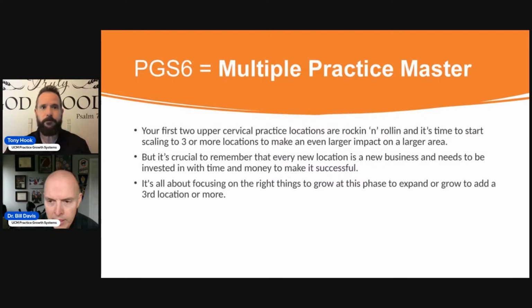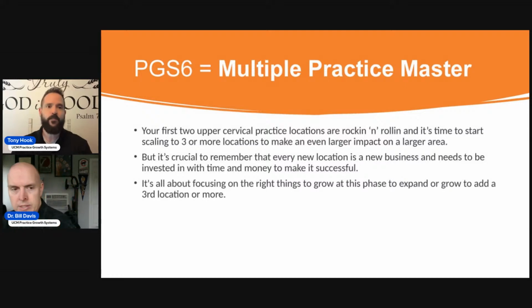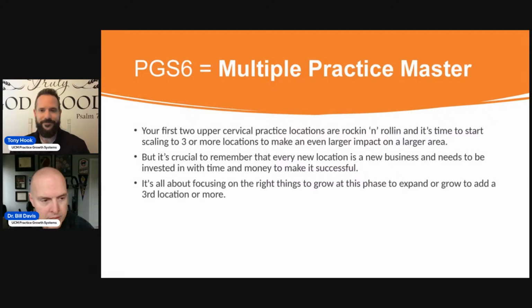And then moving into that sixth stage, the multiple practice master stage. This is when your first 2 practice locations are rocking and rolling, and it's time to start scaling to 3 or more to make an even larger impact on a larger area. Right. Some docs have a plan to do, say, 5 locations in a geographic area. But it's crucial to remember that every new location is a new business. It needs to be invested in with time and money to make it successful. It's all about continuing to focus on the right things.